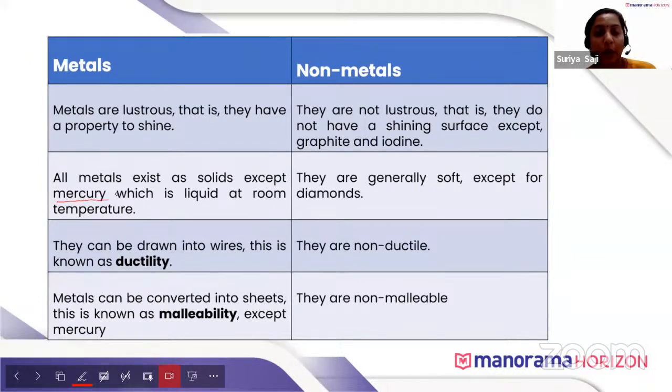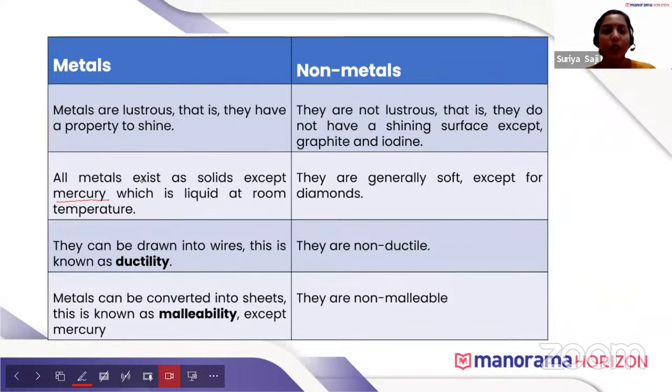Mercury is a liquid metal, and this question has been asked in many board examinations. So note this down. Mercury is a liquid metal. All other metals are solid in nature. Non-metals are generally soft except for diamond. Diamond is hard, we know that. So diamond is a non-metal which is hard. Usually non-metals are soft. In chemistry, whatever we are reading, we can always see exceptions. So keep these exceptions in mind. We'll always get questions from these exceptions.